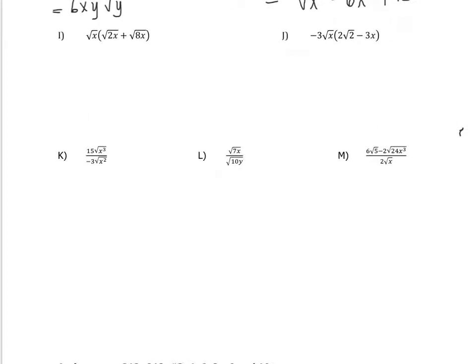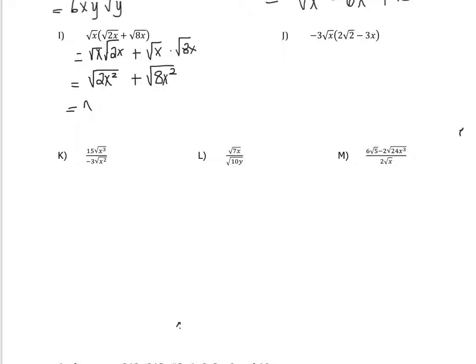Okay, so again, we're using the distributive property. So root x times 2 root x is going to be root x times root 2x, sorry, plus root x times root 8x. And then that's going to give you, the x's can multiply by each other, so you're going to get 2x squared under the root sign. And this one you're going to get 8x squared under the root sign.